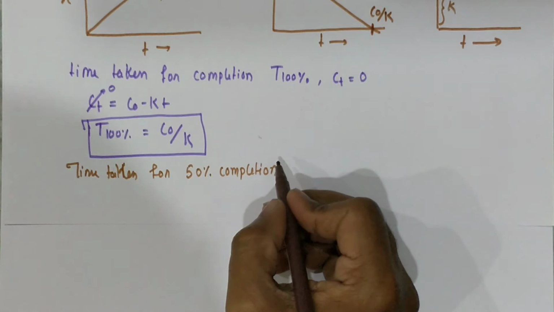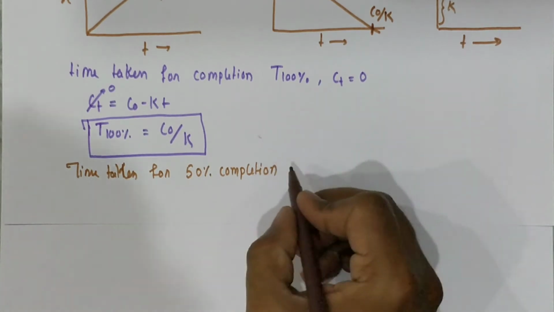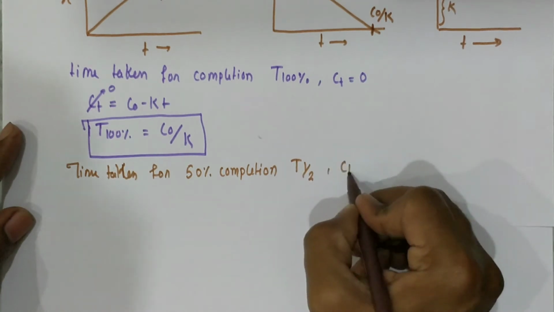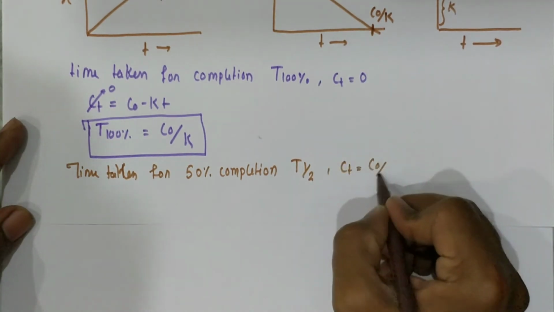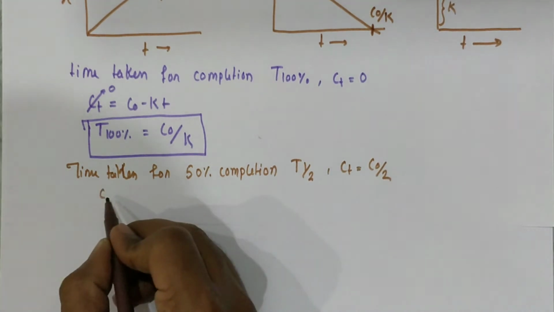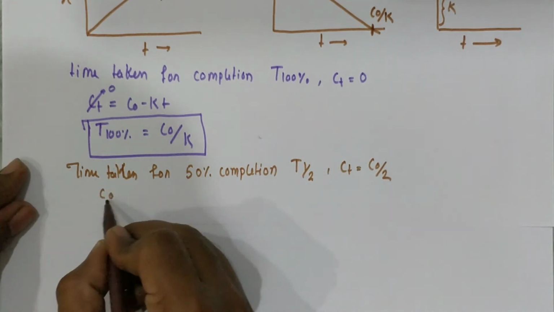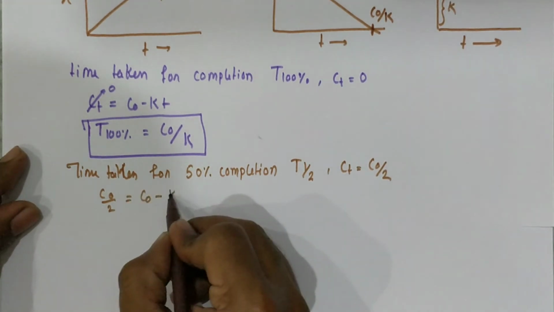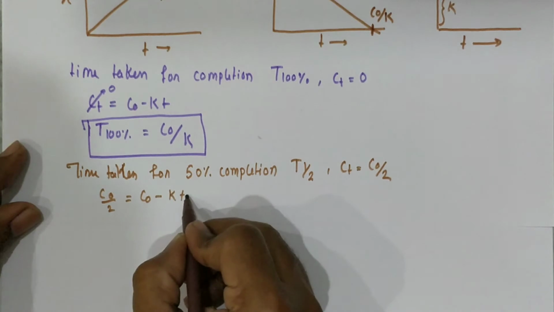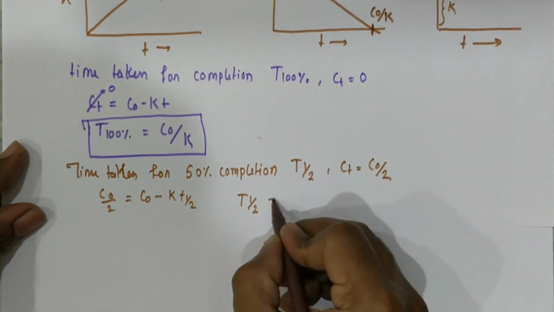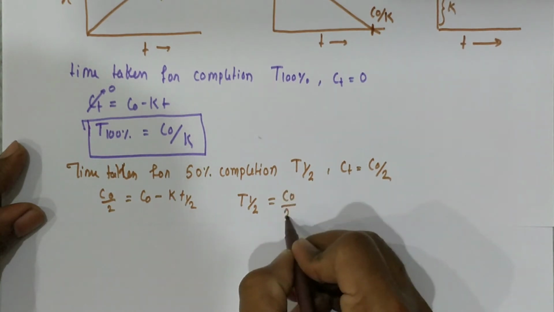So for 50% completion of the reaction, the time will be known as T half. At T half, the Ct will become equal to C naught by 2. So instead of Ct, we can write C naught by 2 equal to C naught minus Kt. So this T is now T half.